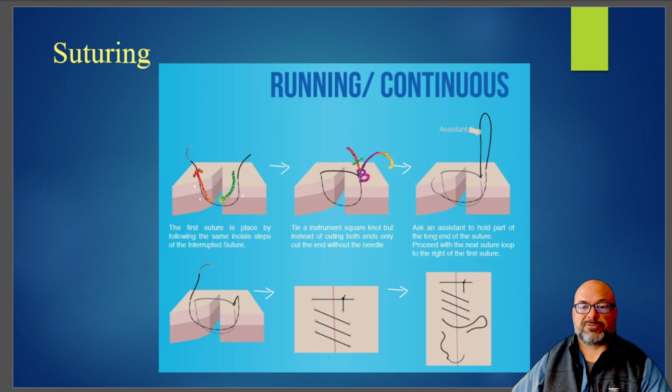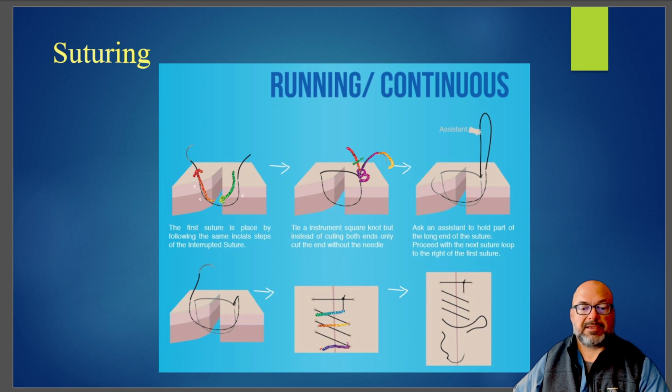And then with that, we're just going to make a series of very similar passes through the tissue as if we were doing interrupted bite after interrupted bite. But instead of tying them together, we just keep going. That's the running aspect to it, obviously. And then as you finish up, you get this sort of angled appearance to the suture by taking your bites through the tissue straight across.